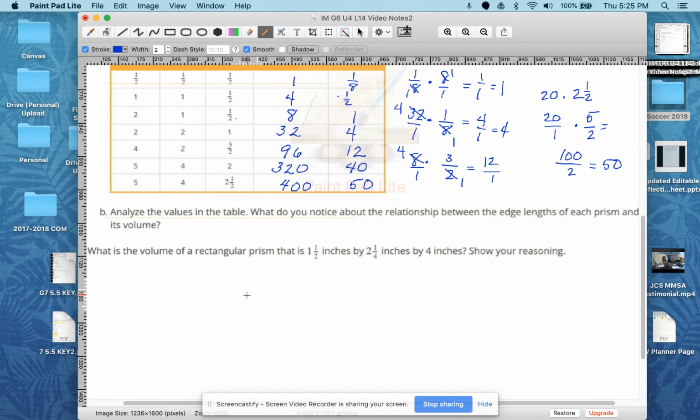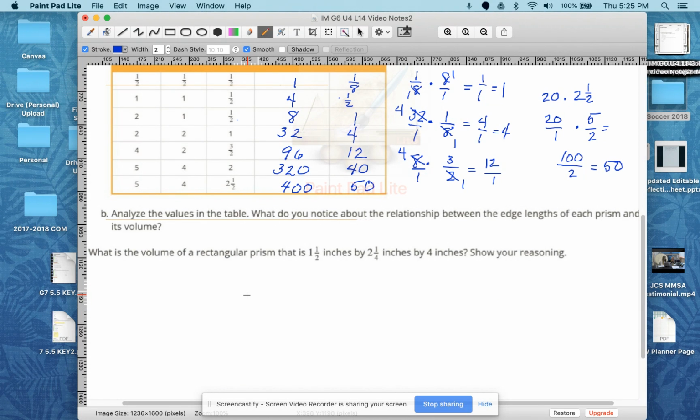So part B says, what do you notice about the relationship between the edge lengths of the prism and the volume? Well, what we noticed is the volume is equal to each edge length multiplied times each other. So we have an edge length of length, we have an edge length of width, and we have an edge length of height. And when we multiply those three together, we get the volume of the cube. So with this information, this is what you should circle, star, memorize. This is the information you need.